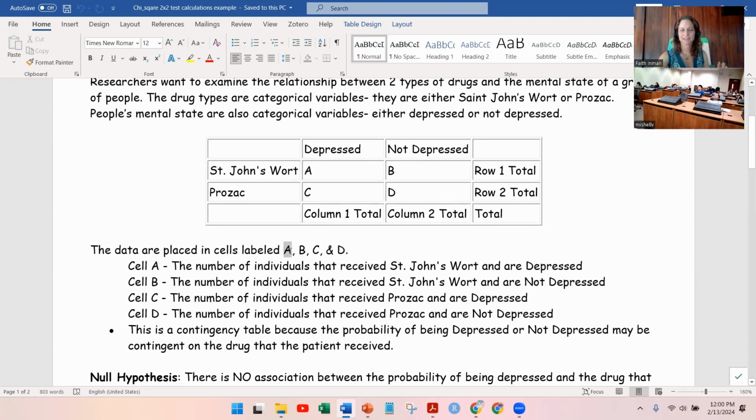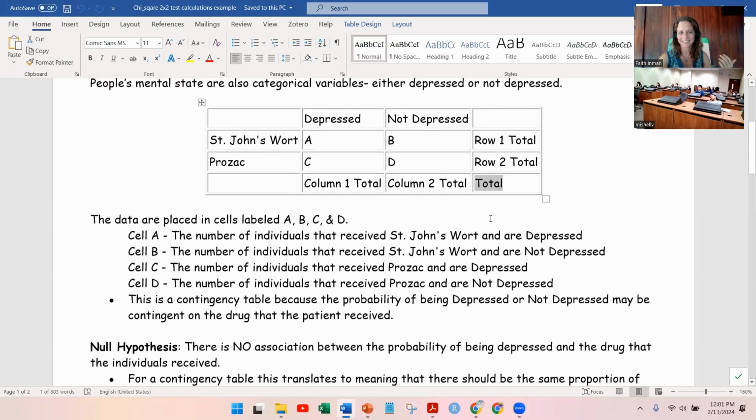And here we have each cell labeled. Cell A is the number of individuals that receive St. John's wort and are depressed. And then cell B is the number of individuals that receive St. John's wort and are not depressed. And so on. Cell C and cell D, those that received Prozac and either are depressed or are not depressed. And then we have row 1 total, row 2 total, column 1 total, column 2 total, and then our total.